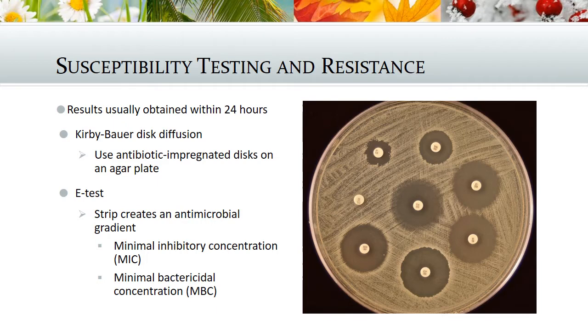Susceptibility testing and resistance. The susceptibility of an organism to an antimicrobial is quantified as the minimal inhibitory concentration, or MIC, and the minimal bactericidal concentration, MBC. The science of understanding the optimal effect of an antimicrobial as a function of its concentration to the MIC against the microorganism is known as pharmacodynamics. We'll talk a little more about pharmacodynamics later. Pictured here is a susceptibility testing plate.